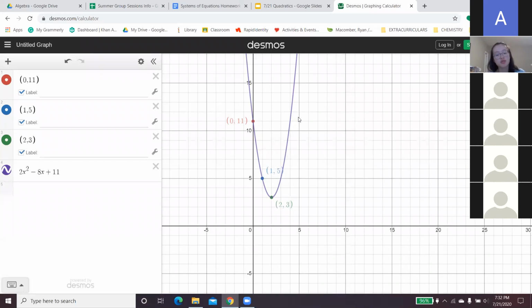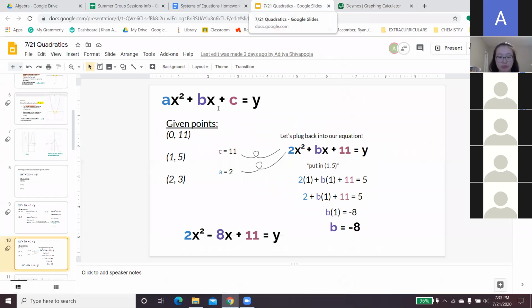You can also do this on a graphing calculator like a TI-84, but it's kind of hard to read, especially if you don't have a CE version. So Desmos is always a helpful tool to check your answer. Okay, let's keep going.